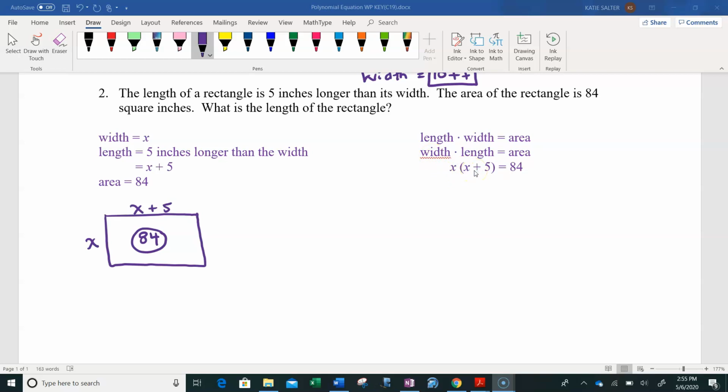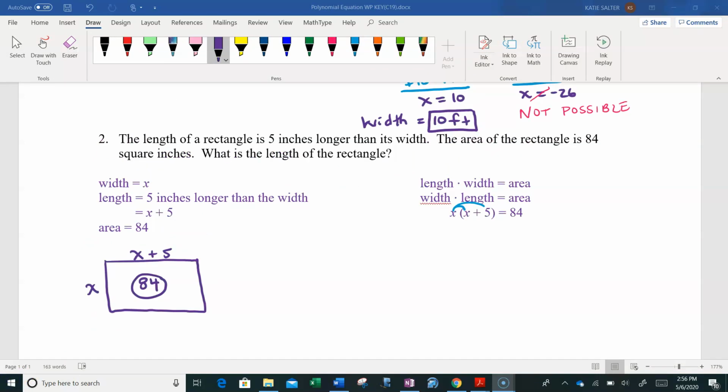Now, try to work this out. When you're finished, restart the video and let's see how you did. Pause now. All right, so x times x is x squared. x times 5 gives us plus 5x equals 84. The next step is we want to set our equation equal to 0. So to do that, we're going to subtract 84 from each side. So we get x squared plus 5x minus 84 is equal to 0.